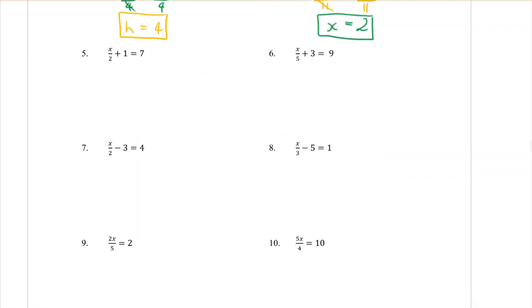Question 5, we have some with fractions in there. So the x divided by 2 is the inside layer, and then the plus 1 is the second layer. Peeling the outside layer, I need to subtract the 1 from both sides. That leaves x over 2, my inside layer is still there. 7 take away 1 is 6. The fraction line means divide, so the opposite is to times by 2.